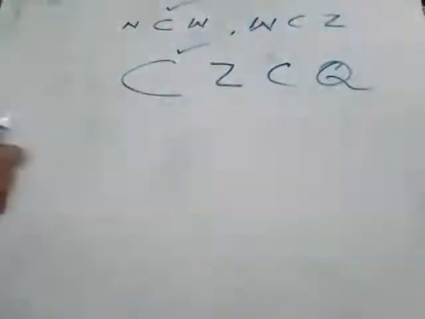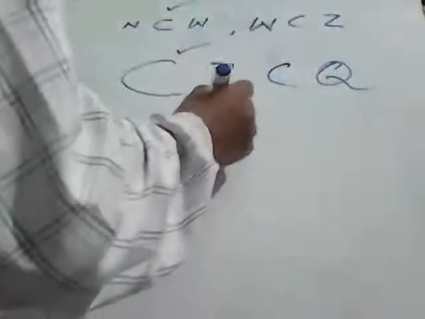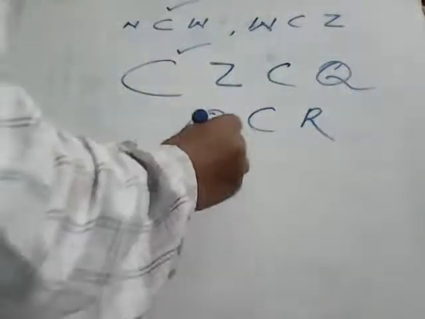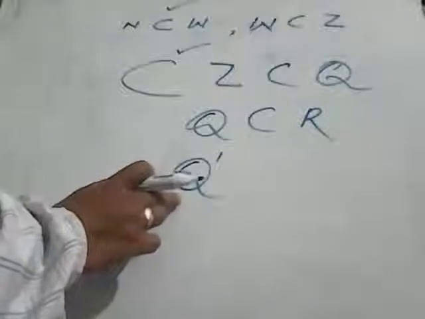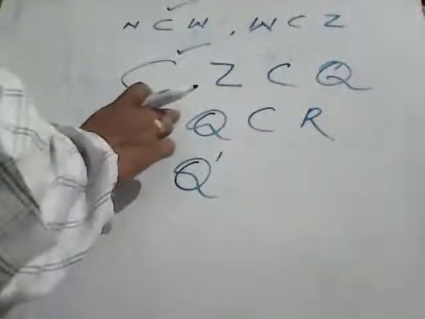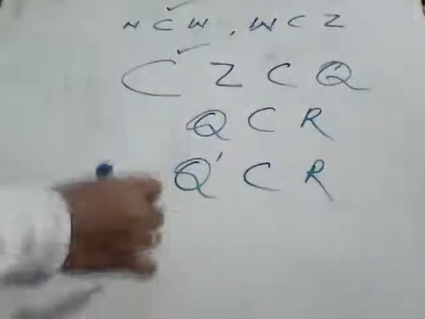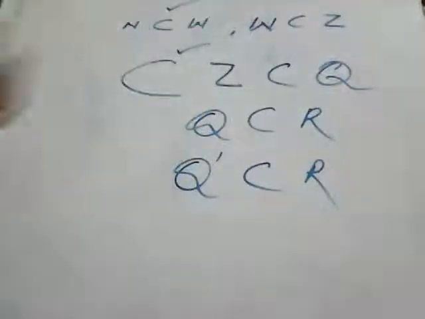Then set Z, Z means the set of integers, is a subset of Q. Q is written for the set of rational numbers. Q is a subset of the set of real numbers R. Then Q dash is for irrational numbers. Q for rationals, Q dash for irrationals. This is also a subset of R. That is N, W, Z, Q, Q dash, all are subsets of the set of real numbers.